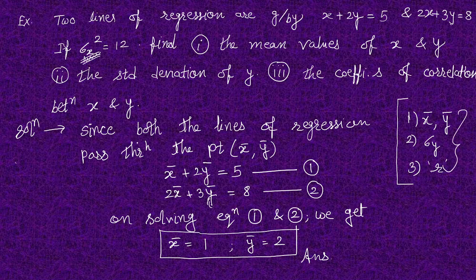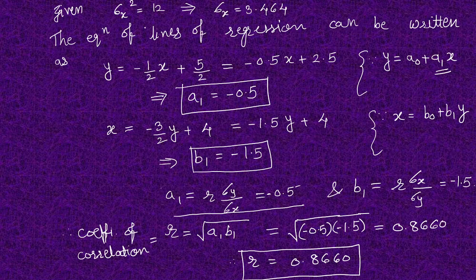First, since both the lines of regression pass through the point x bar and y bar, therefore here x is replaced by x bar and y is replaced by y bar in these given two equations, and solve these two equations simultaneously and find out the x bar and y bar value. X bar equal to 1 and y bar equal to 2. This is the first result.